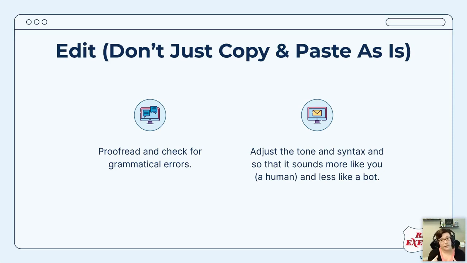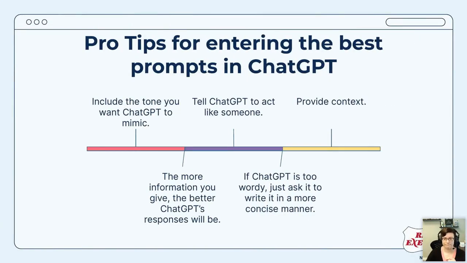You want to proofread for those grammatical errors. You want to adjust the tone and the syntax so it sounds more like you, more like a human, and less like a robot. So not only will your edits ensure you and the program are writing the highest quality pieces, but it's also going to ensure that your finished product will be 100% unique, which isn't exactly something ChatGPT is designed to do particularly well. So do make sure that you go through and don't just copy and paste exactly what it puts out to you.